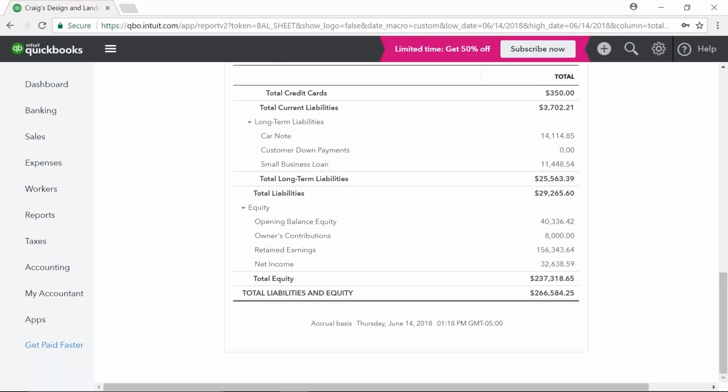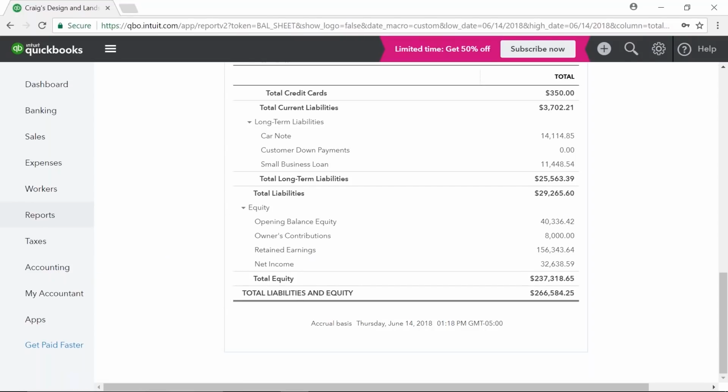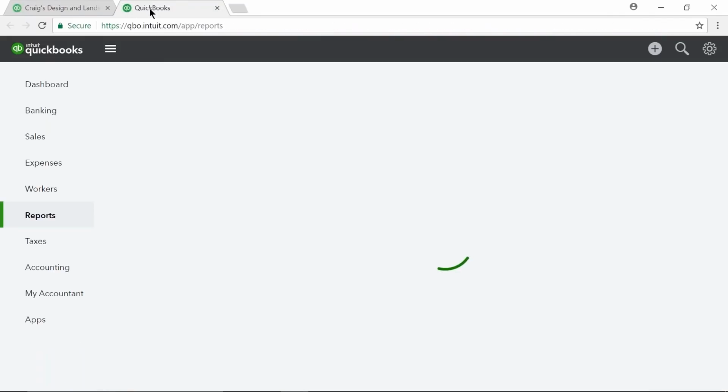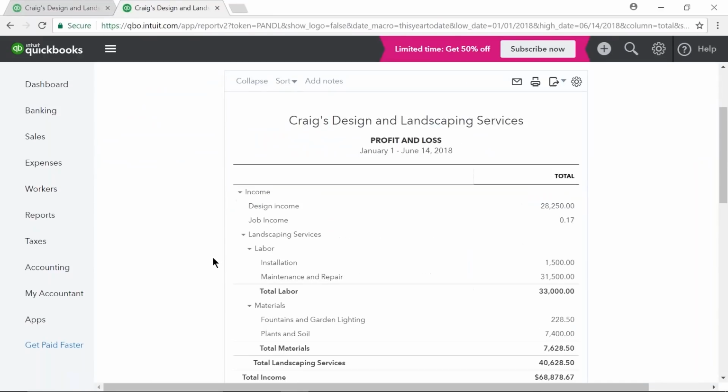Now, as you can probably surmise, this number is pretty important because this is what's going to raise the equity year over year over year. Now, that number comes from a different statement, the statement called the profit and loss statement, which I'm going to open up by right-clicking on reports and then choosing open a link in a new tab. And in this new tab, I am then going to click on profit and loss. That way we can look at one versus the other side by side in these two different tabs.